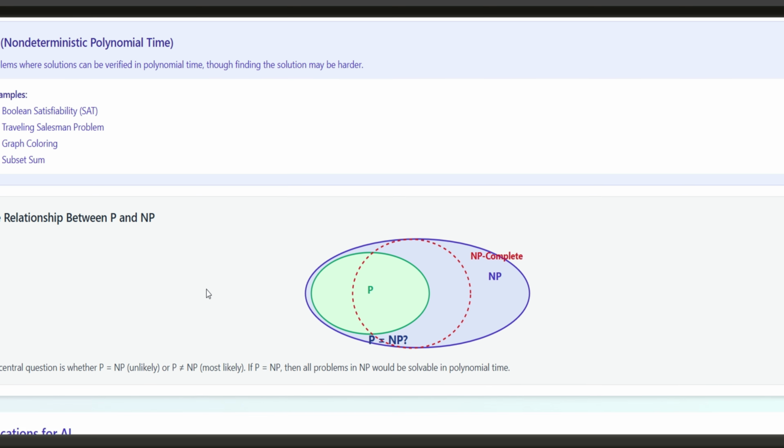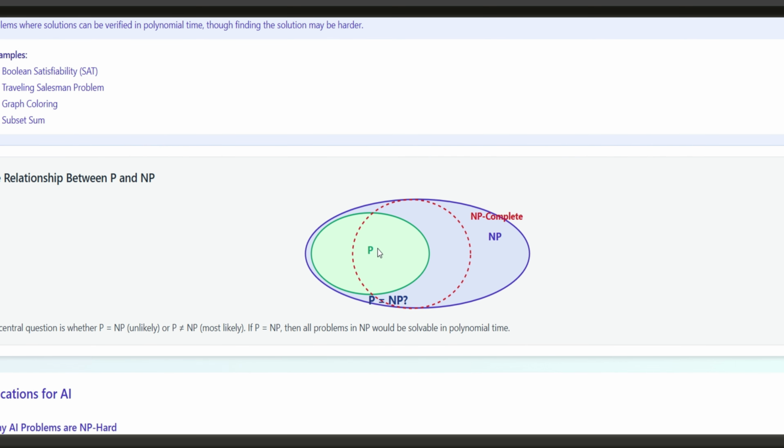And here's the diagram, so you can see the relationship. P is this green region, problems we can solve efficiently, and NP is this bigger region, problems where we can verify a solution efficiently. And then there is a smaller set inside NP called NP-complete. These are the hardest problems in NP, and if you could solve even one of them in polynomial time, all NP problems would be solvable in polynomial time too. That's why people care about them so much.